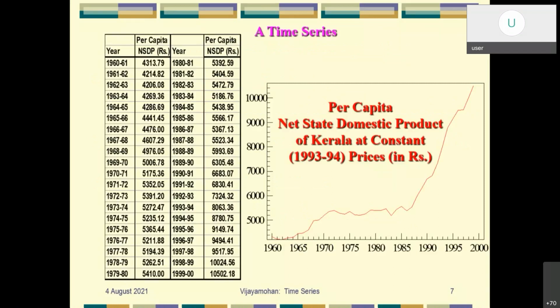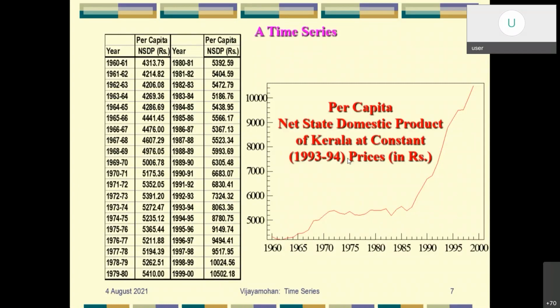So here we have a time series. For example, this is the per capita net state domestic product of Kerala at constant prices. So we know it is arranged in order of time. And this shows the graph of this per capita net state domestic product.